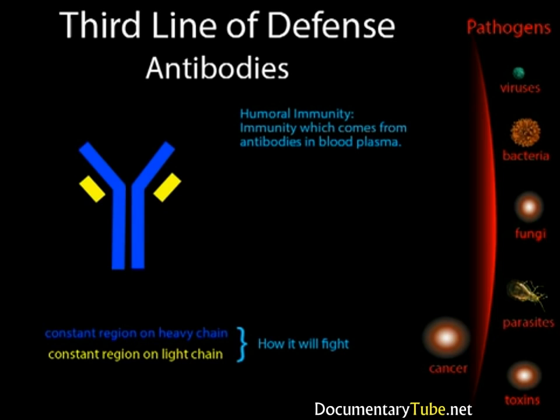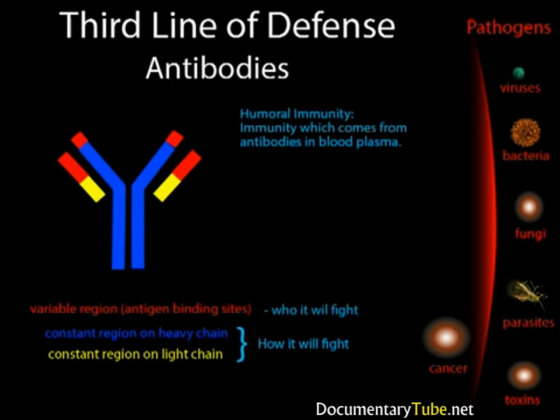The parts that you see in red are variable regions. These designate what the invader will fight. They are antigen binding sites that allow them to grab onto invaders. It's sort of like a key fitting into a lock. The parts in blue and yellow are constant regions. They will determine how the antibody will fight. Each antibody class fights in a different way.